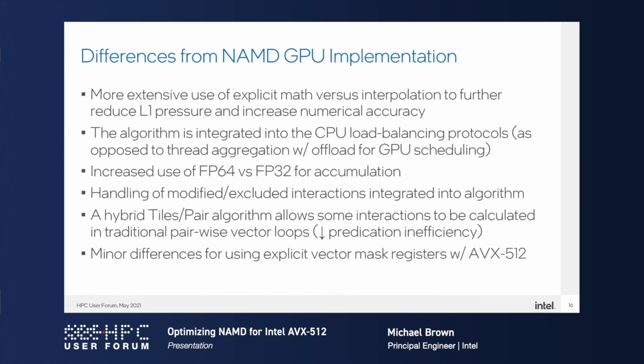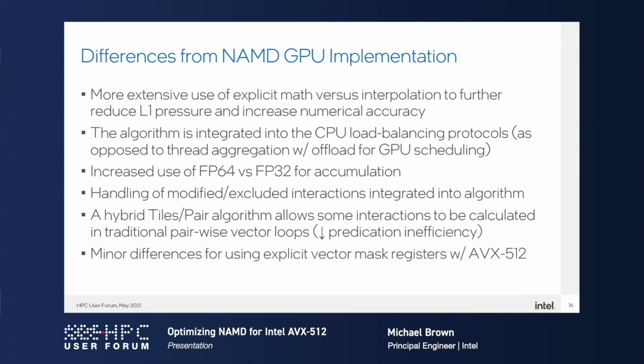I think it's interesting to look at some of the differences from the GPU implementation in CUDA for NAMD. These include more extensive use of explicit math versus interpolation. The interpolation is performed on the GPU samplers or texture units when using the GPU. On the CPU side, this further reduces L1 pressure and increases the numerical accuracy.